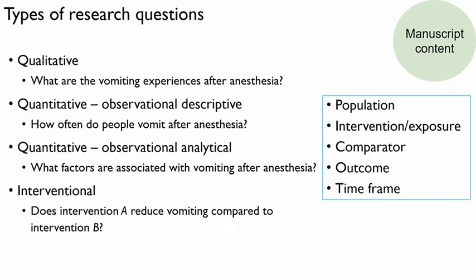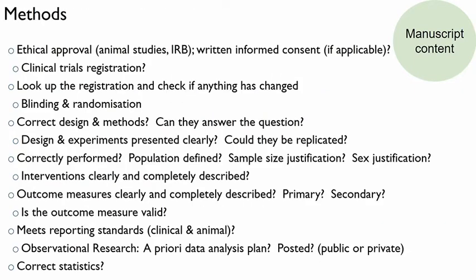You could make it an observational study, an analytical study. What are the factors associated with the number of times that patients vomited after anesthesia? Or is it an interventional study? We tested the influence of drug A versus drug B as a prophylactic intervention against postoperative nausea and vomiting. And some people like to use an organization system called PICO, Population, Intervention, Comparator, Outcome or Time Frame. That's a nice rubric on which to fall back on.